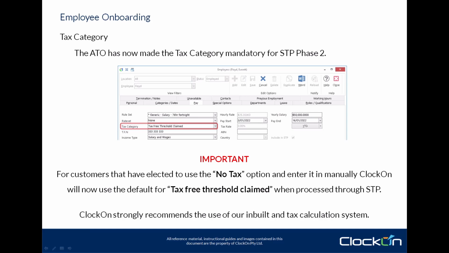So what we've done in ClockOn is if you've set no tax as the tax category, if you're calculating tax yourself, you can still do that. But when it goes through to STP, it will be considered as the default tax-free threshold claimed option when submitting through STP. For this reason, ClockOn strongly recommends that you be careful with what you pick with the tax category, and we recommend that you use the tax calculations from our system.